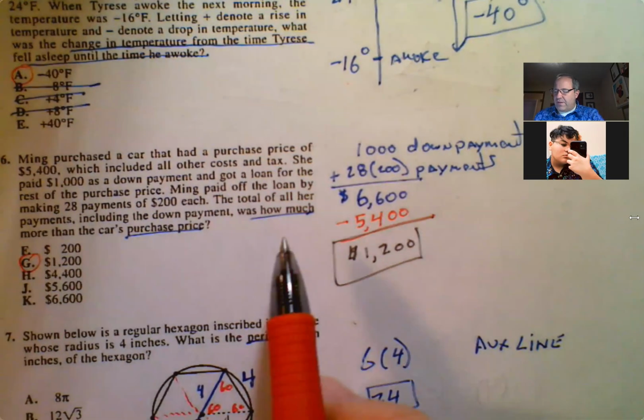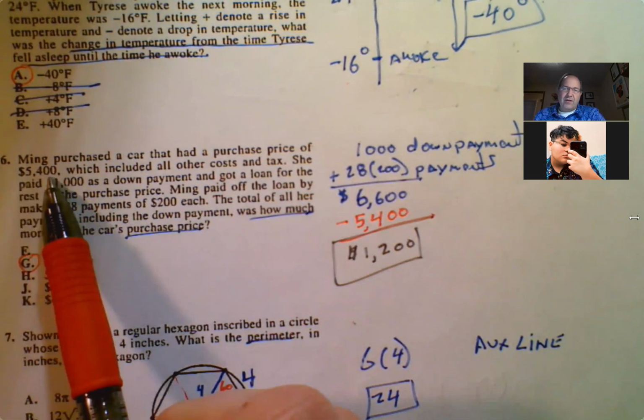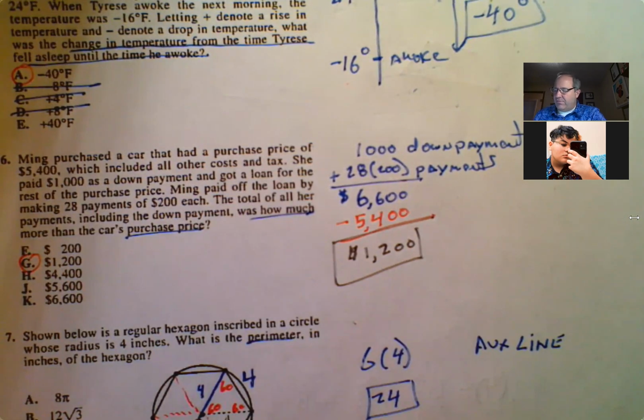6, we've got someone buying a car. They want to know how much more they paid by doing payments. And the reason you do payments is that generally speaking, a lot of people don't have this much money just laying around to buy a car. They've got to take out a loan for it.